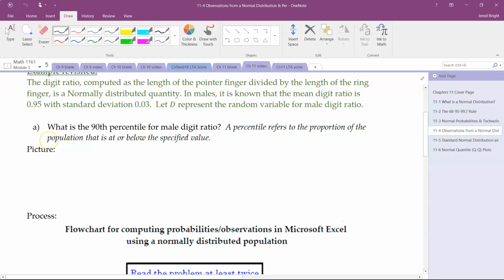And so here's an example. We have the same context, digit ratio. Okay, you're probably getting sick of digit ratio, but nevertheless, we're here. What is the 90th percentile for male digit ratio?